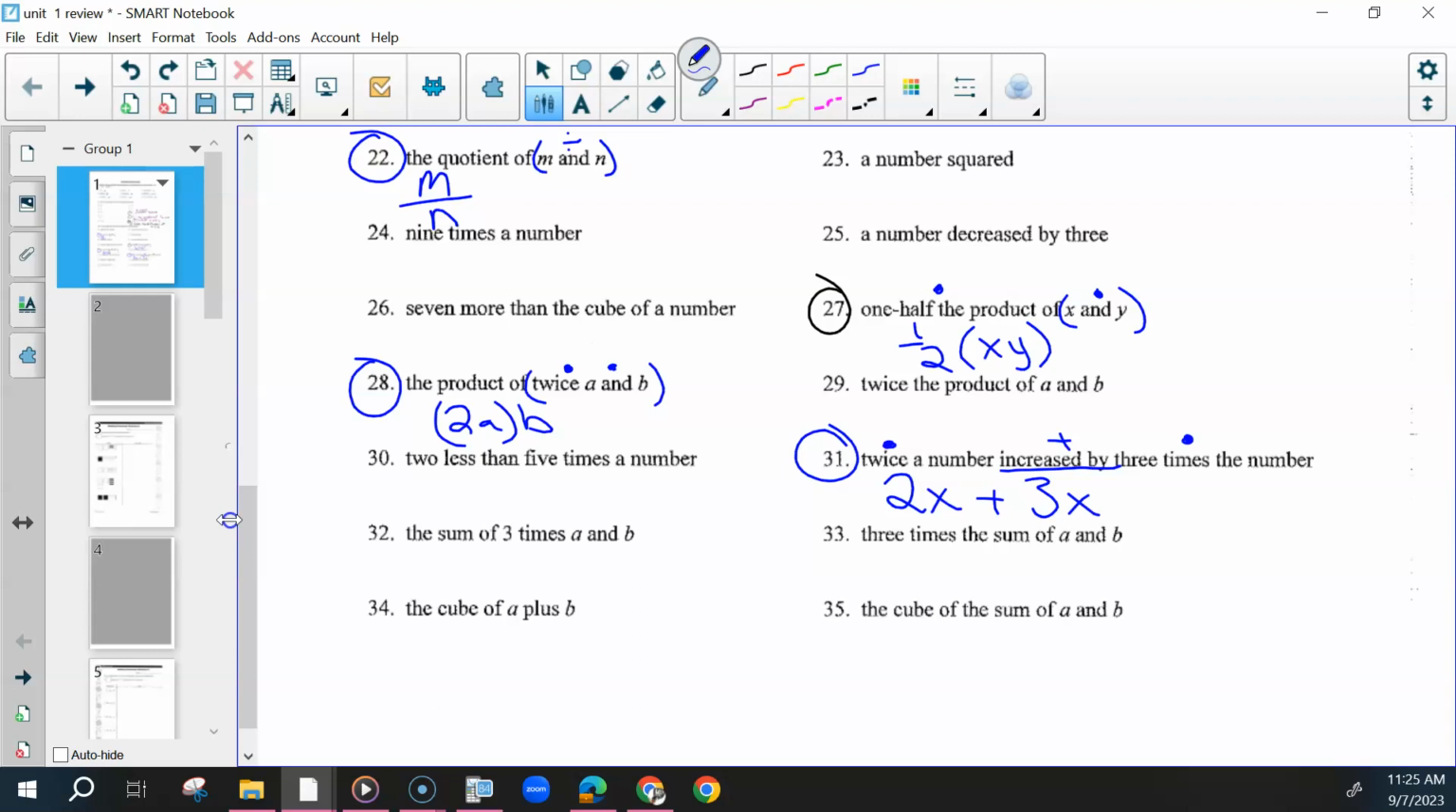Why can't we choose 2 different variables? For this one? Because it says a number and the number, we're talking about the same one. If it said a different number or it specified a different variable, then you would use 2 different ones. Any others in this section?